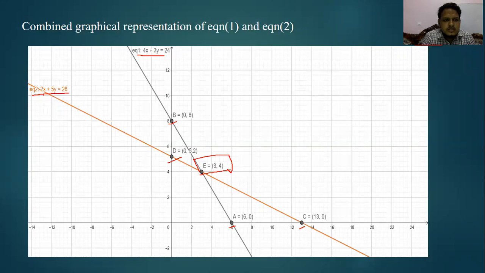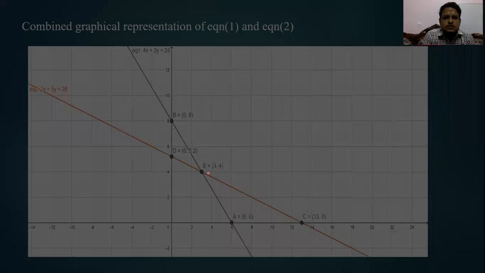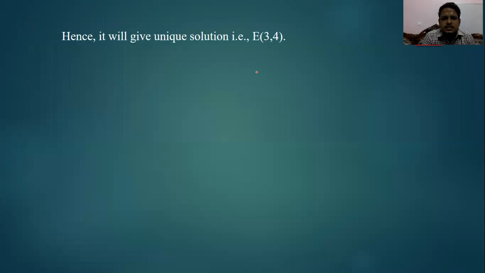Now we'll put in this equation, x equal to 3, that is 2 into 3 equals 6, and y equal to 4, that is 5 into 4 that will become 20. So the whole will give 26. So equation 1 and equation 2 both are satisfied with this point. So we are getting a unique solution that is E equal to (3, 4).